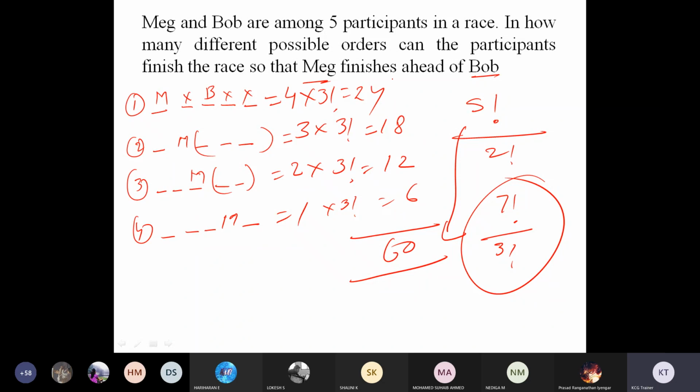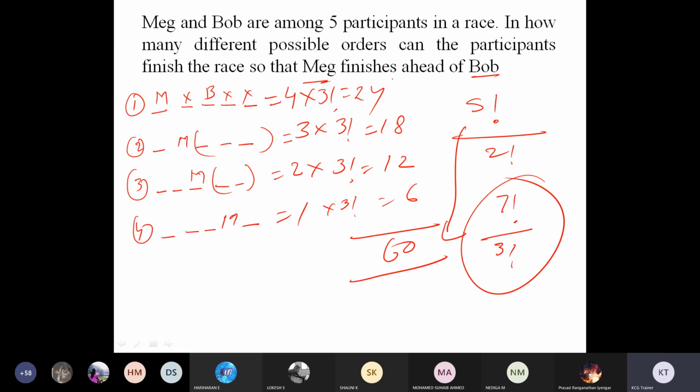So that is not going to happen in only one way, because Meg can take any one position. Meg can be first, second, third, fourth. Meg cannot go to the 5th position. Meg can occupy any one position out of first, second, third, fourth. That means there are 4 ways of solving this problem.